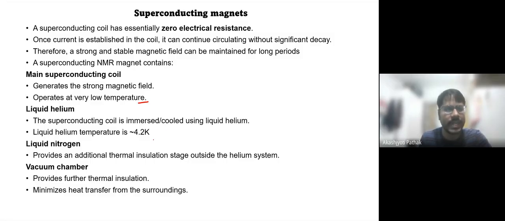So for this, what is used? Liquid helium. And surrounding the liquid helium, you have a liquid nitrogen chamber. This provides an additional thermal insulation. And then outer to the liquid nitrogen chamber, you have a vacuum chamber, which provides further thermal insulation and minimizes heat transfer from the surroundings. That is what I was explaining, that from the surroundings, the heat should not pass into the interior of the spectrometer, which has the superconducting magnets. Okay. So that is why these insulations are present.